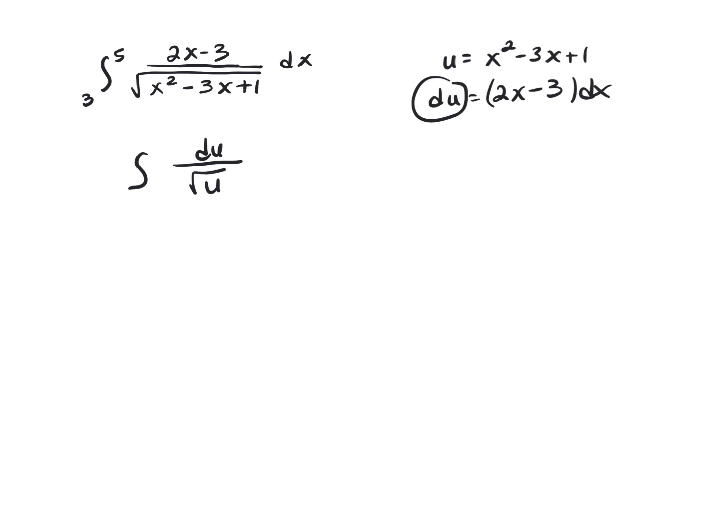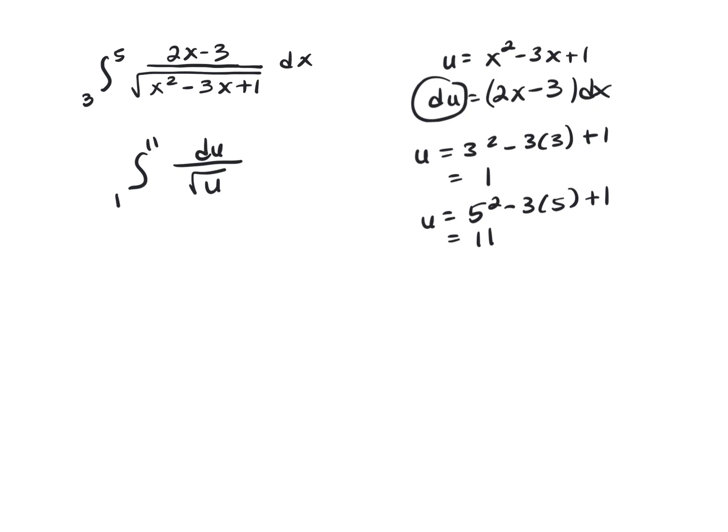I have a lower endpoint of 3, so u equals 3 squared minus 3 times 3 plus 1, and that will equal 1. And an upper endpoint of 5: 5 squared minus 3 times 5 plus 1. That's 25 minus 15 plus 1, which is 11. So the lower endpoint is 1 and the upper endpoint is 11, and everything is in terms of u.